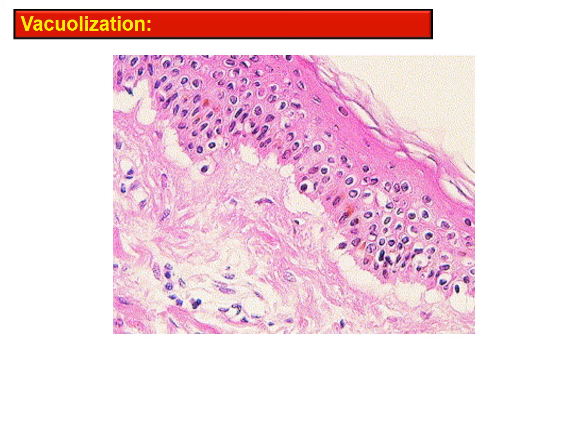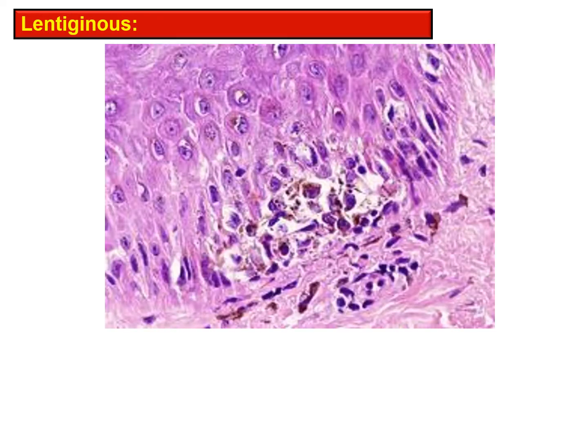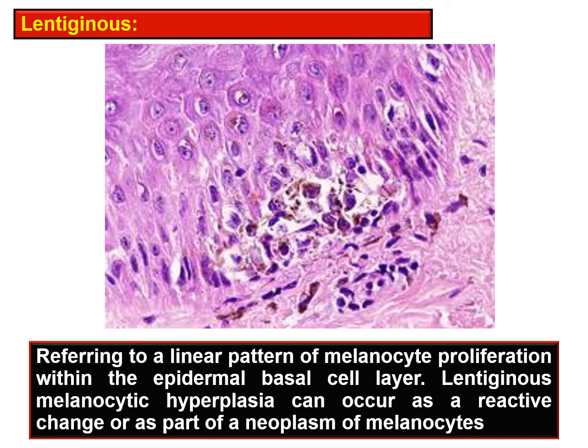Vacuolization, as we can see in this micrograph, is showing the formation of vacuoles within or adjacent to the cell. It often refers to the basal cell basement membrane zone area. Lentiginous is another term that describes a linear pattern of melanocytic proliferation within the epidermal basal cell layer. Lentiginous melanocytic hyperplasia can occur as a result of reactive changes or as a part of a neoplasm of the melanocyte.